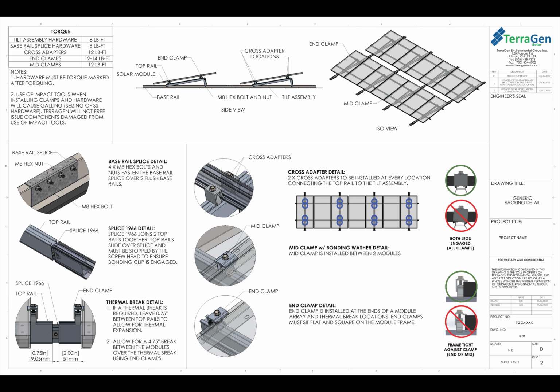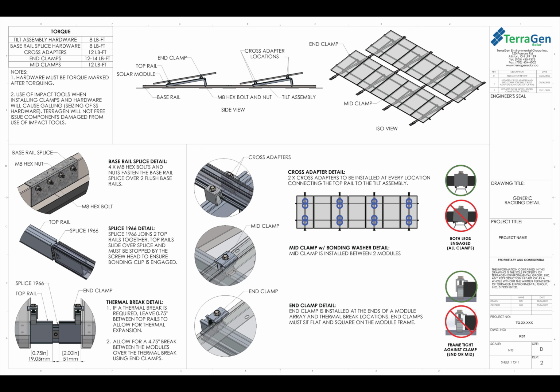The end clamps are installed at the end of the module arrays and in the thermal break locations. The end clamps will be at the end of the top rails on the ends of the modules where an array ends. You will need to ensure that there is at least 2 inches of top rail overhanging past the end clamp. This allows room for any expansion and any movement in the components of the system, and will stop the end clamps from falling off of the top rails.